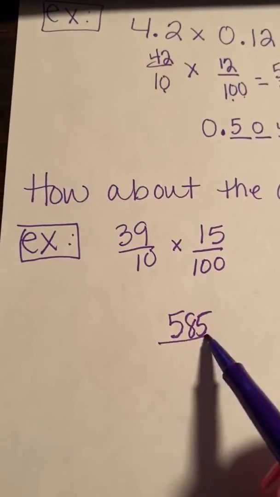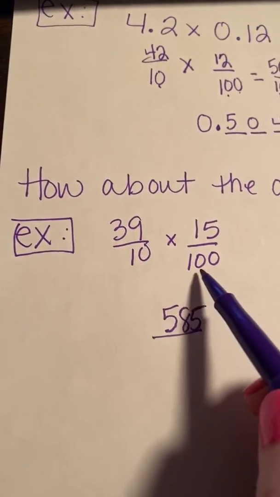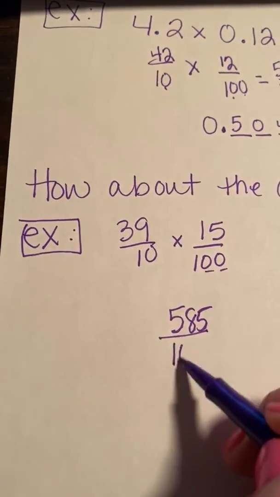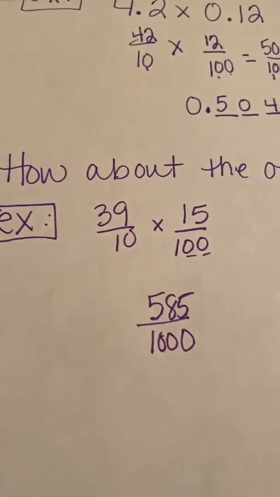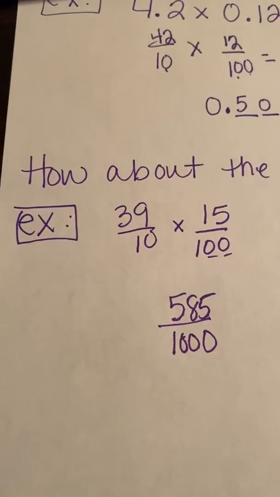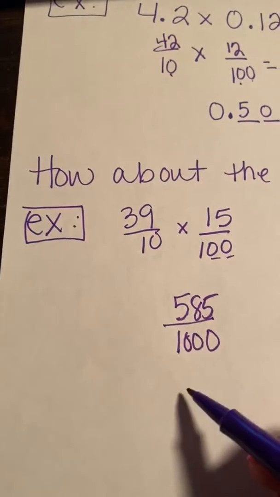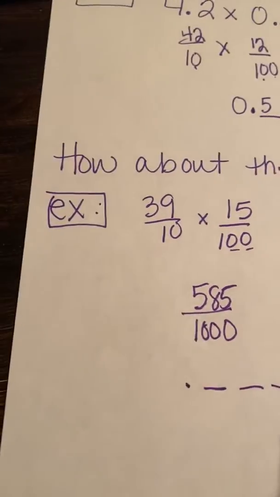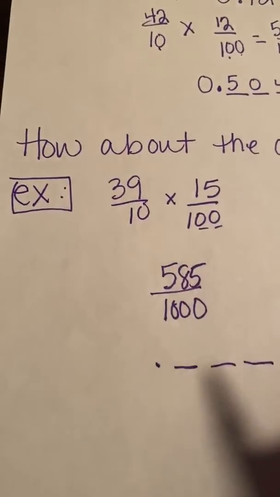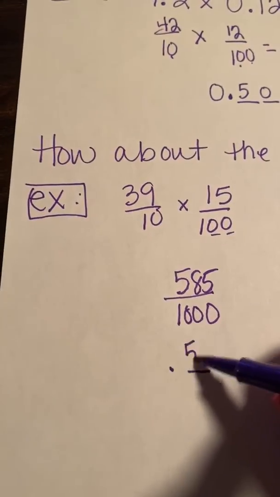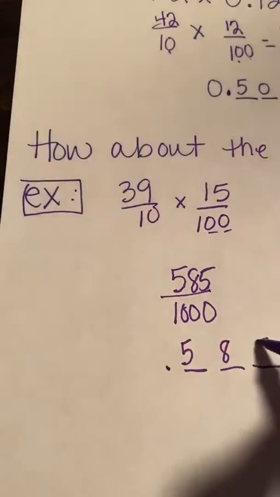Over 1, 2, 3 zeros. And when I want to write that as a decimal, I know I need 3 digits after the decimal, so I'm going to plug in my 585.